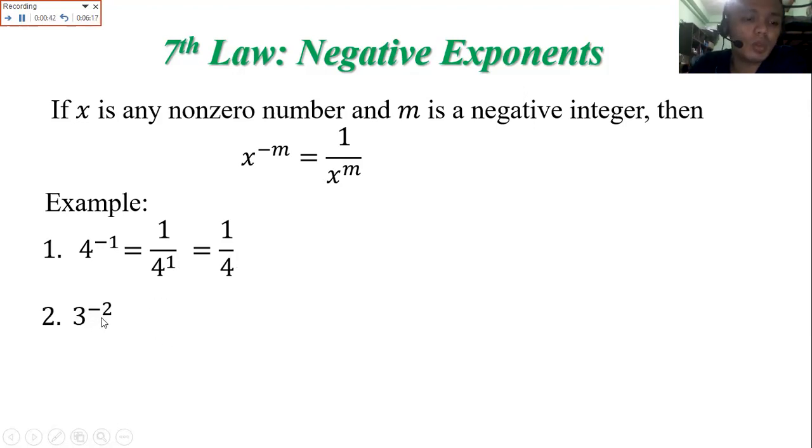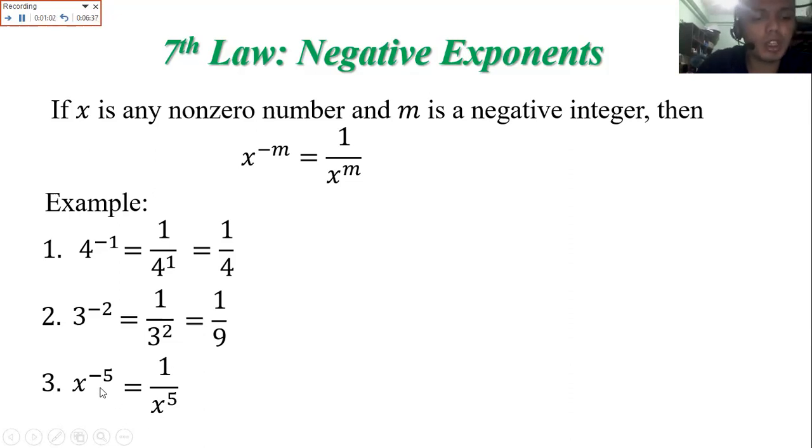Next, 3 raised to negative 2. Again, to make it positive, put 1 as the numerator, then we have 3 squared. Make your exponent positive. Then 3 times 3 is equal to 9. Then we have 1 over 9. Another one, x raised to negative 5. Again, put 1 as the numerator, then make your exponent positive. So we have x raised to 5. No need to evaluate because x is a variable. There's more.